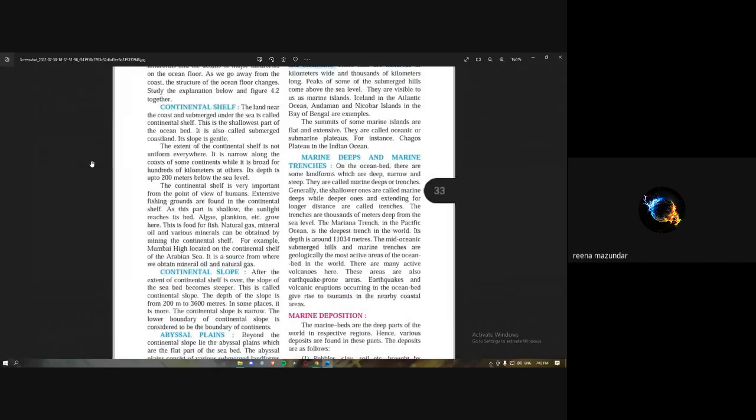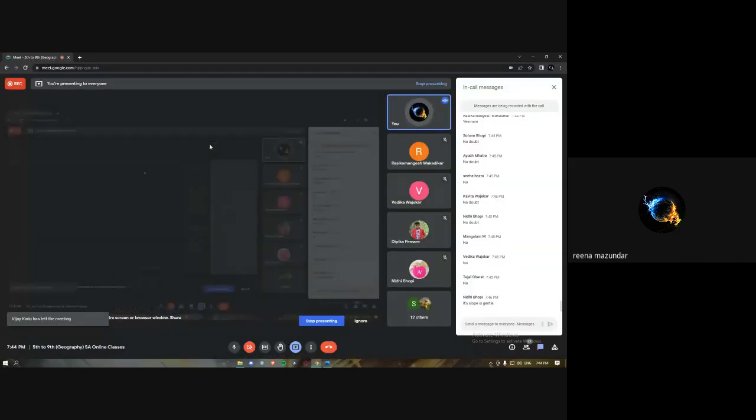Now, my first question from this topic, from this continental shelf, is: how is the slope of the continental shelf? You can read over here. How is the slope? You can put it in the chat box, or if you want, you can answer by opening the mic. Let me see. What is the slope of this? Slope is gentle. Nidhi has given the answer.